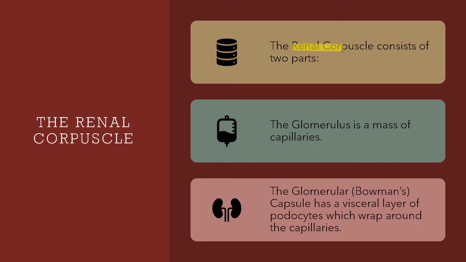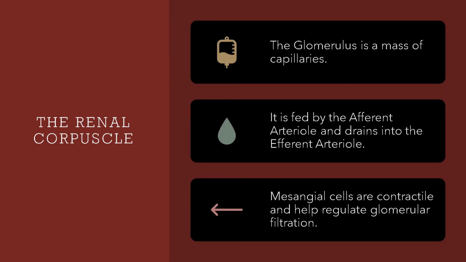Now, the renal corpuscle itself has two components. These are the glomerulus and the glomerular capsule. This is also called the Bowman's capsule. Now, the glomerulus is a capillary network, whereas the Bowman's capsule is a double-walled epithelial cup that surrounds the glomerular capillaries. Blood plasma is filtered into the glomerular capsule, and then the filtered fluid passes into the renal tubule.